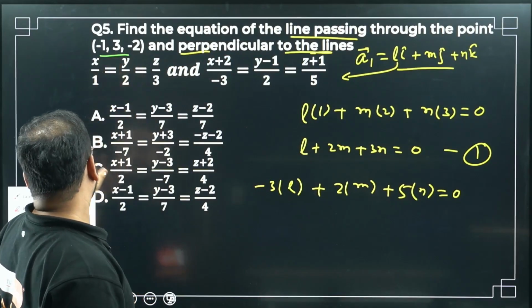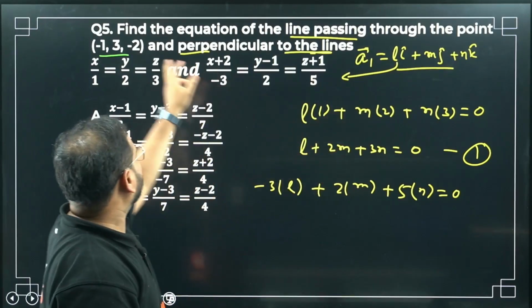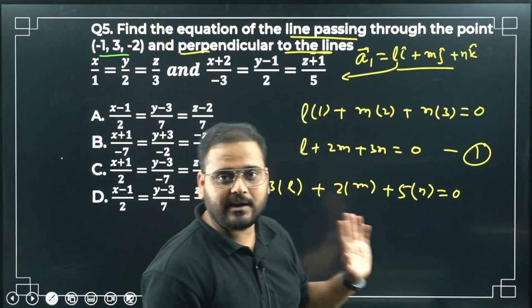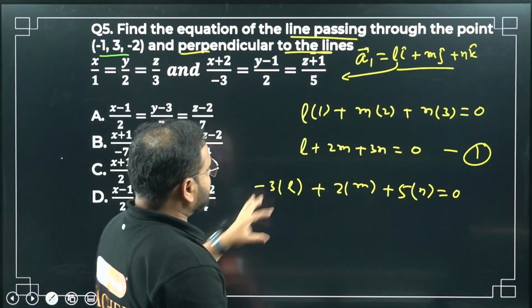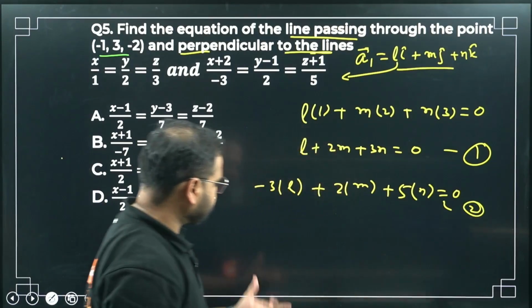X minus of minus 1 upon L, y minus 3 upon M, and z minus of minus 2 upon N. But I need the value of L, M, N for that. How will you solve it? I have to solve these two equations. This is equation number 2, right? Okay, sir, how will you solve it?